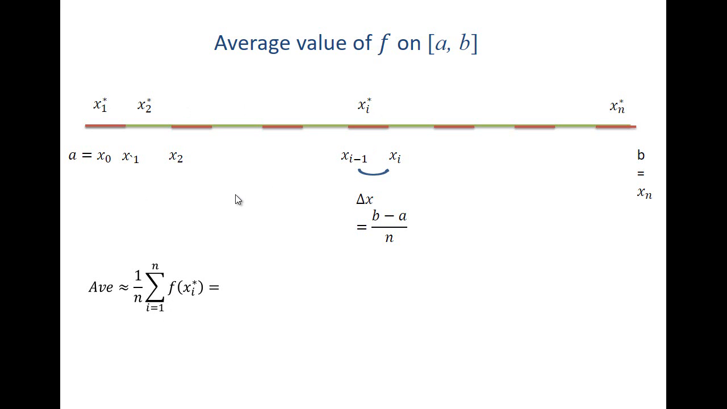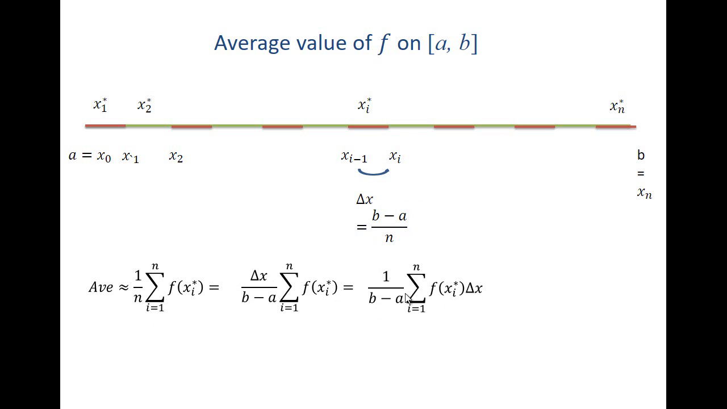Now let's rewrite this sum. So what is 1 over n? Well, delta x is equal to b minus a over n. So 1 over n would be delta x divided by b minus a. So 1 over n is the same as delta x over b minus a. Now I'm going to push the delta x inside of the sum. So I get 1 over b minus a times the sum, i going from 1 to n, of f of xi star times delta x.